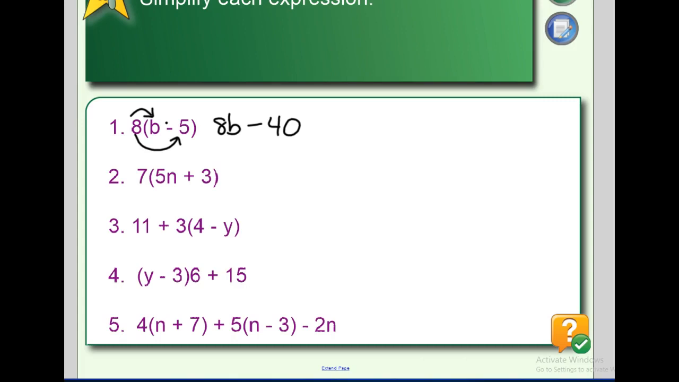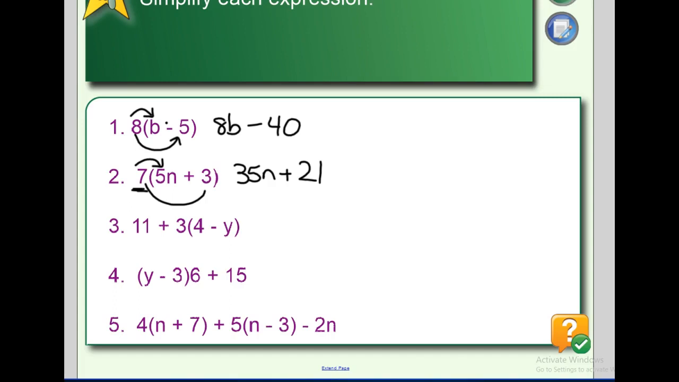Let's try number 2. Once again, we've got a number outside the parentheses, so 7 times 5n is 35n, and 7 times 3 is 21, and there was a plus sign in the middle, so it was over addition.